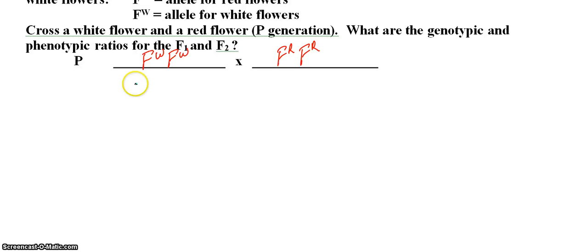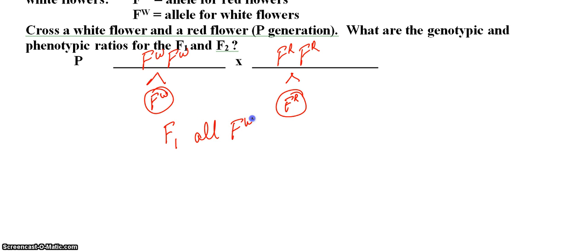Alright, welcome back. I'm going to go ahead and do this very quickly. My P generation can only make FW sex cells. This one can only make FR. I don't need to do a Punnett square for this one, because I'm going to get my F1 is going to be all FW, FR. Whoops. That's my genotypic ratio, and they will all be halfway in between.